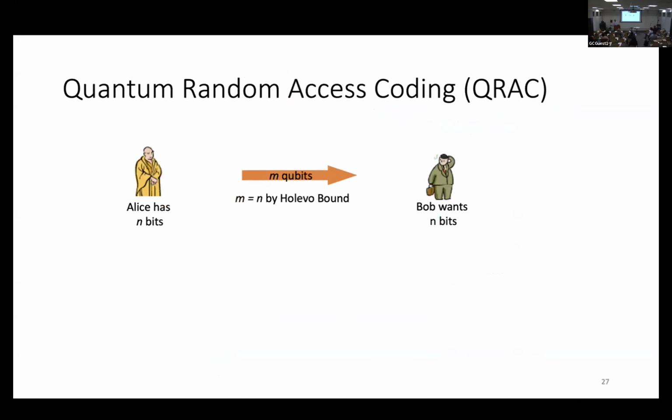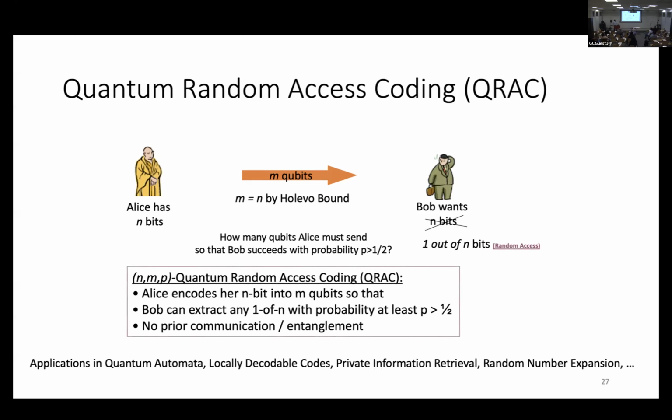Okay, this is the definition of a quantum random access code. Alice has n bits of information. If Bob wants all of them, the Holevo bound forbids it. If you only want one of the n bits, the Holevo bound still holds. But if you allow error, say it's okay to succeed with probability larger than half, then this is a random access code: sending n bits of information with m qubits so that any one out of n can be extracted with probability at least p, larger than half. No entanglement, no shared randomness.